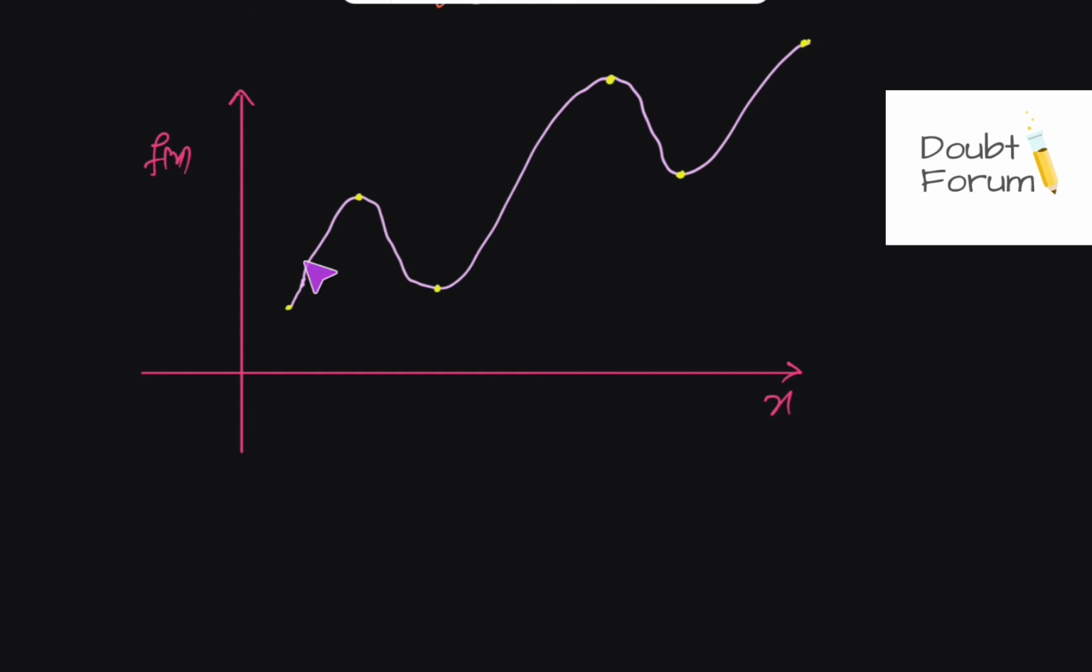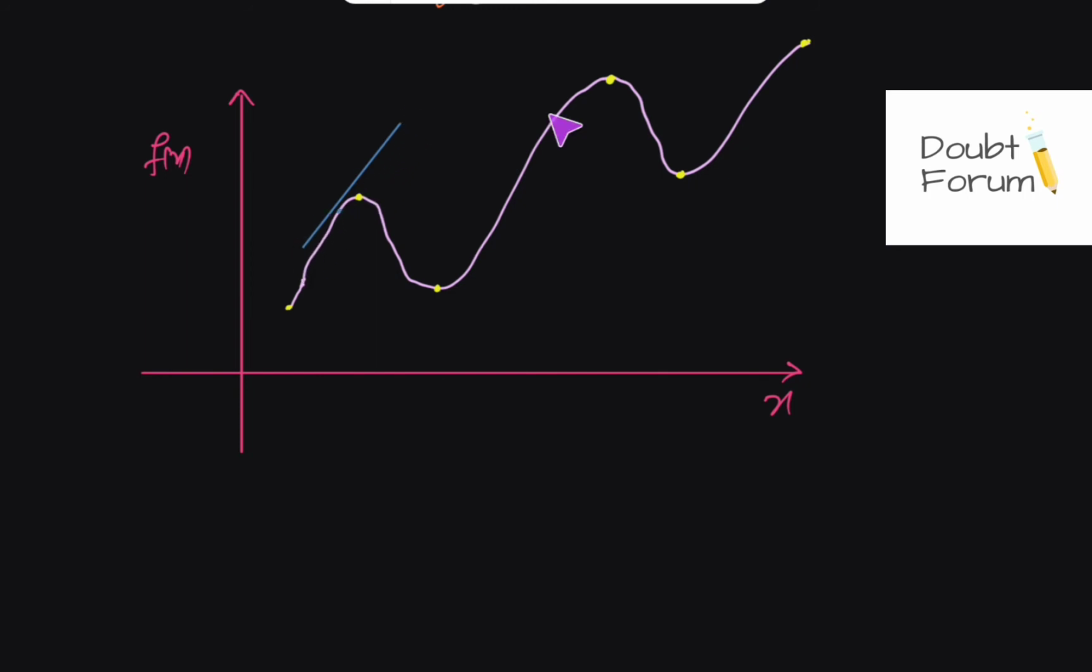So the derivative of a function always tells us about the slope, or the rate at which the function is changing. Let's say this is a function f(x). If we take the derivative of this function, at any point the derivative will tell us about the slope. Suppose at this point we need to find the slope, we just need to draw a tangent.